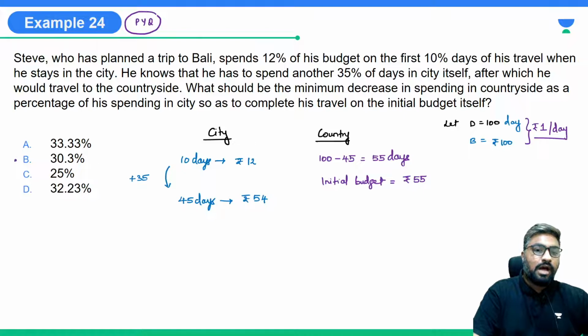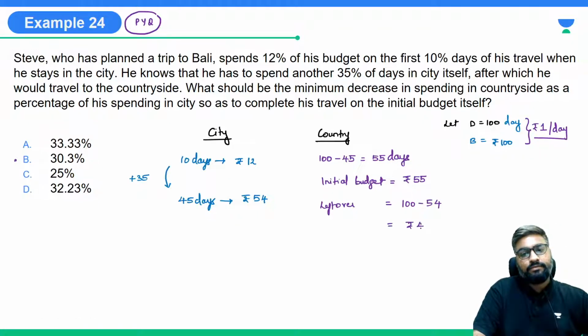Yes. Now leftover budget is how much? 100 में से he's already spent 54 in the city. So how much remaining? 46 rupees remaining. Do you agree? So how much is the reduction in the budget here? Decrease in the budget. कितना decrease करना पड़ा उसे? 55 से 46. That is 55 minus 46. 9 rupees का decrease है. Do you agree, guys?